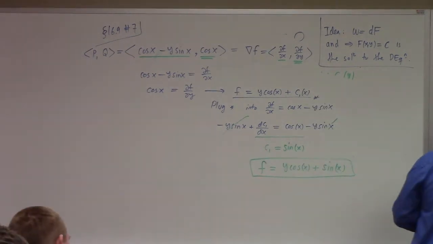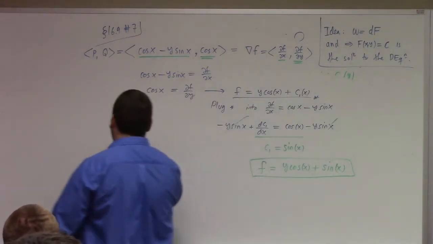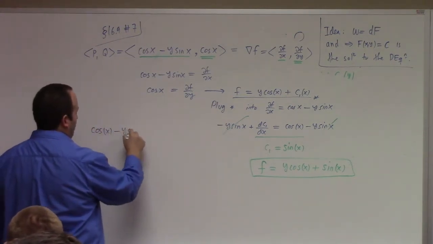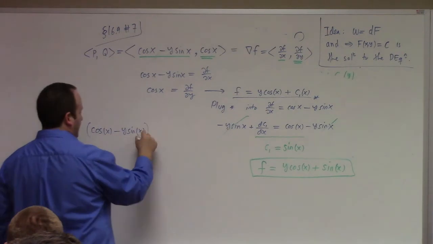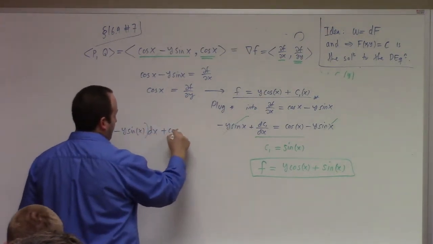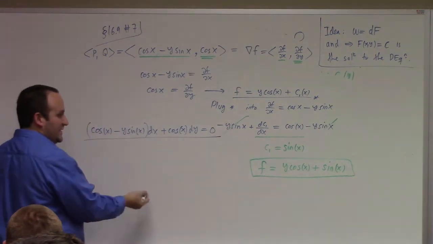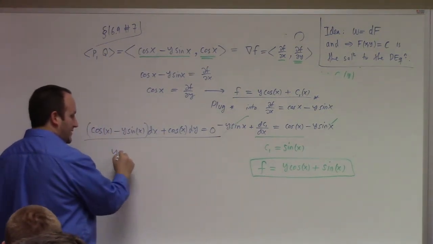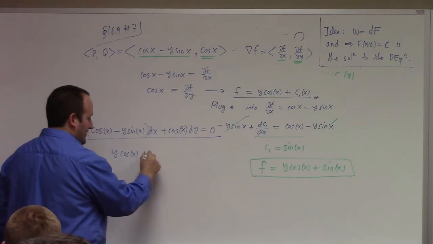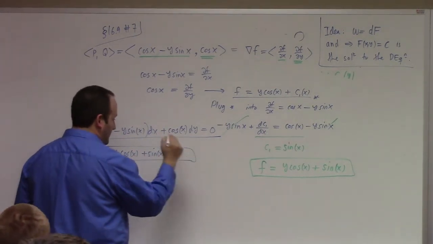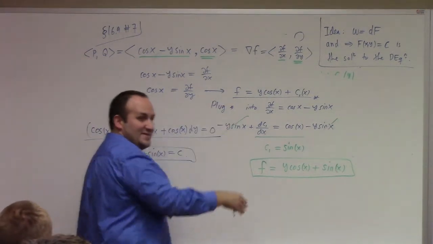If I was to write down the differential equation, cosine of x minus y sine x dx, right, plus cosine of x times dy equals 0, and I was to say solve it, you should immediately be able to go y cosine of x plus sine of x equals a constant is the solution. Done. Given this, of course.